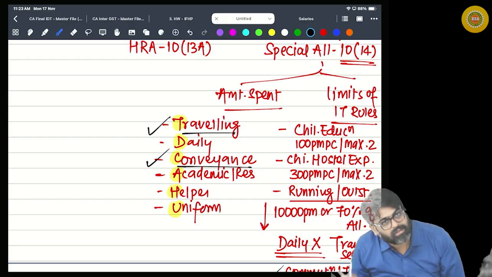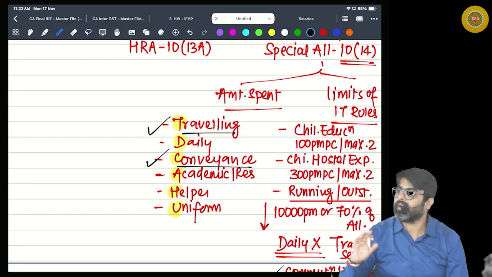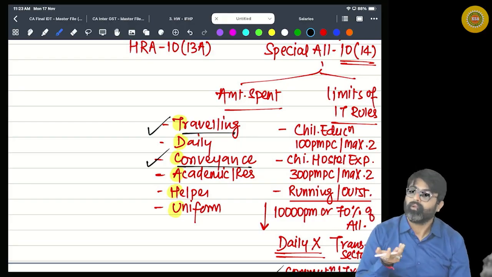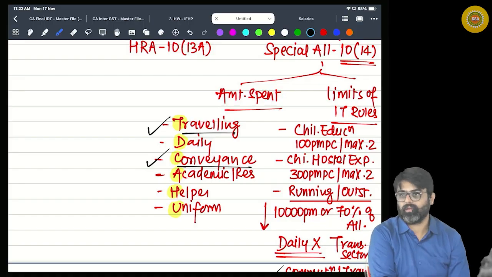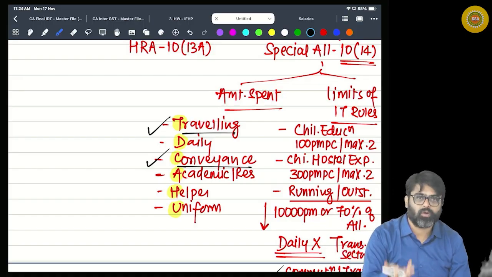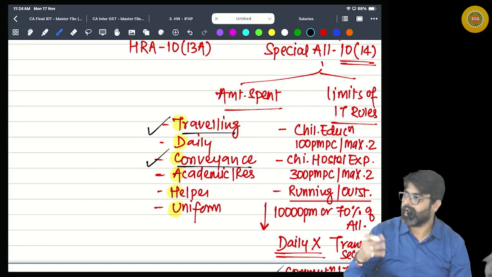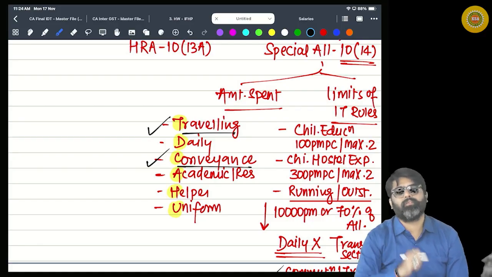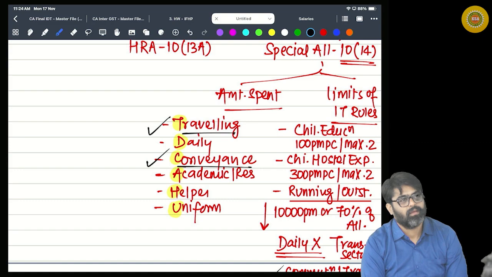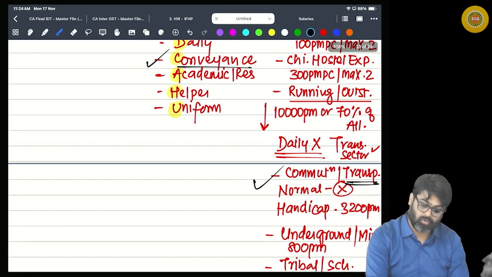Now did you understand the difference? If there is conveyance allowance, the amount spent will be exempt. If there is traveling allowance, the amount spent will be exempt. Understanding? So your answer will remain the same even if you don't know this difference. But what is the transport allowance? Come on, tell me.